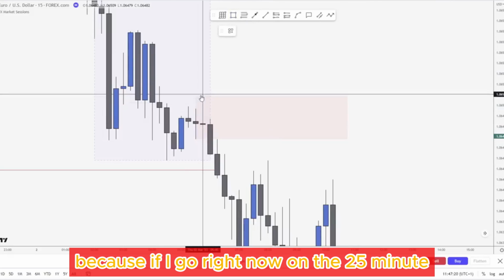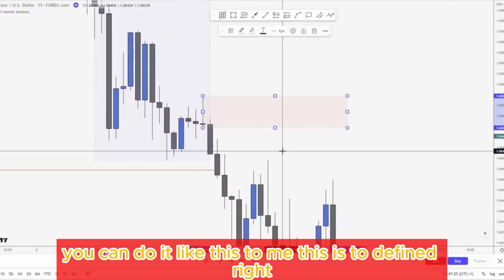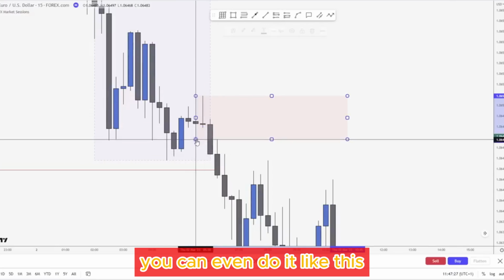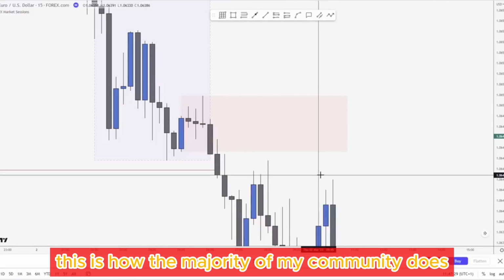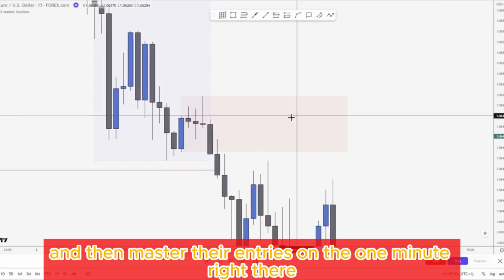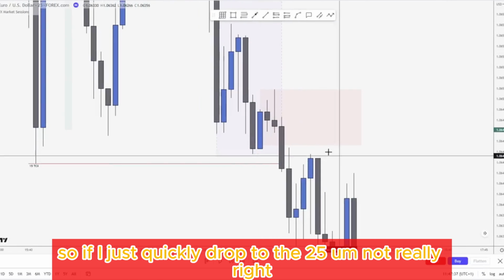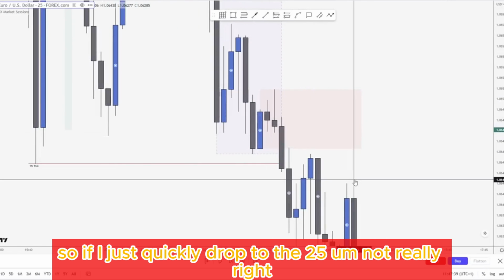Why? Because if I go right now on the 25-minute, this is probably going to be one candle. Okay, you can do it like this. To me, this is too defined, right? You can even do it like this. This is how the majority of my community does, because I've taught them to take bigger zones and then master their entries on the 1 minute right there. So if I just quickly drop to the 25, not really, right?